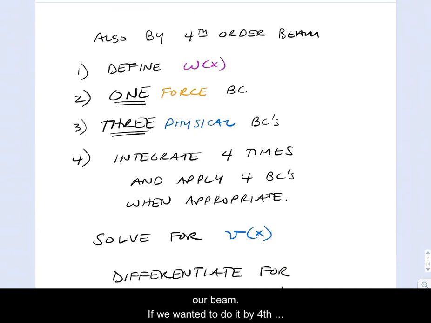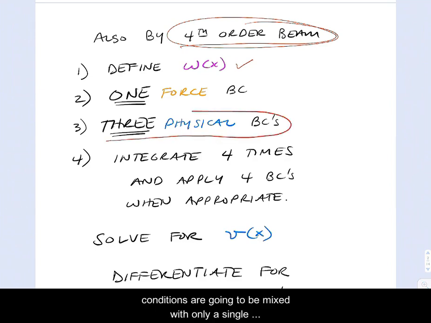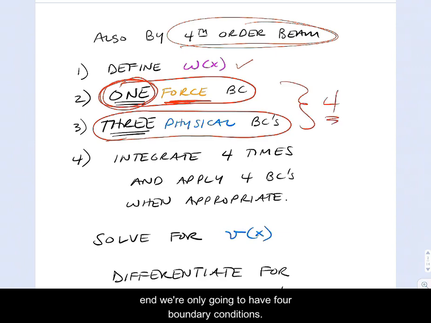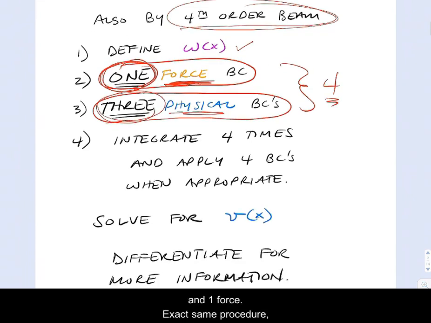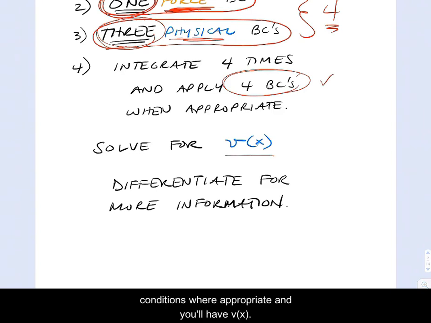If we wanted to do it by the 4th order beam equation, we're going to define w of x, the distributed load on the beam. For a 1 degree indeterminate, our 3 physical boundary conditions are going to be mixed with only a single force boundary condition. And in the end, we're only going to have 4 boundary conditions. For a determinate beam, it was 2 physical and 2 force. For a 1 degree indeterminate, it's going to be 3 physical and 1 force. Exact same procedure. Integrate 4 times. Apply the 4 boundary conditions where appropriate. And you'll have v of x.